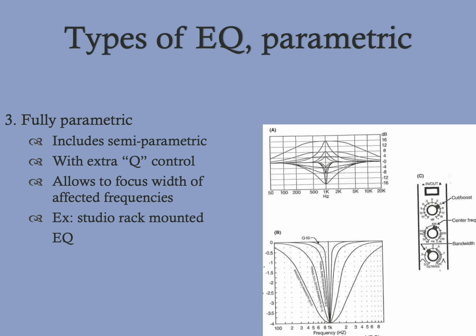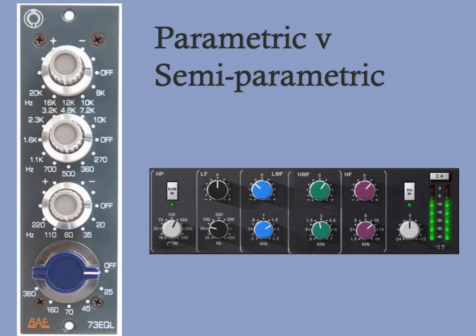And so semi-parametric and parametric is really the difference of one more knob. Your fully parametric EQ will have 3 knobs as opposed to 2 for the semi-parametric and just 1 for the shelving. So here is a look once again, fully parametric on the left. You've got your frequency ranges, so higher frequencies, 20K down to about 8, and then on the middle knob you have, I guess those are all frequency ranges. That's not cut and boost.